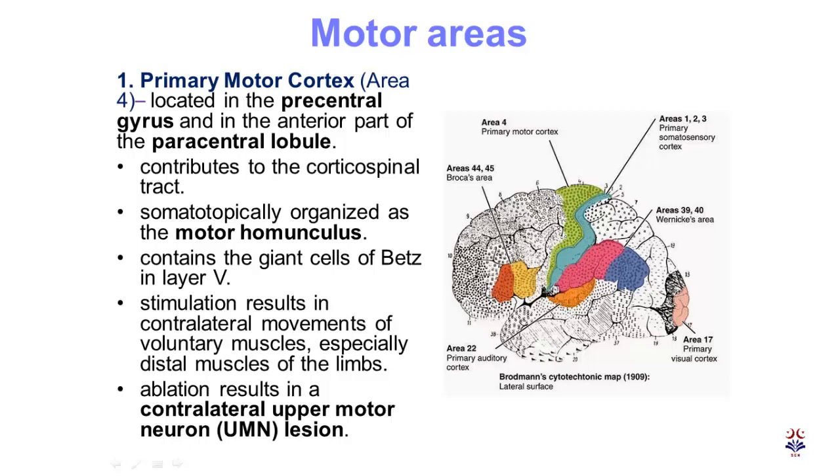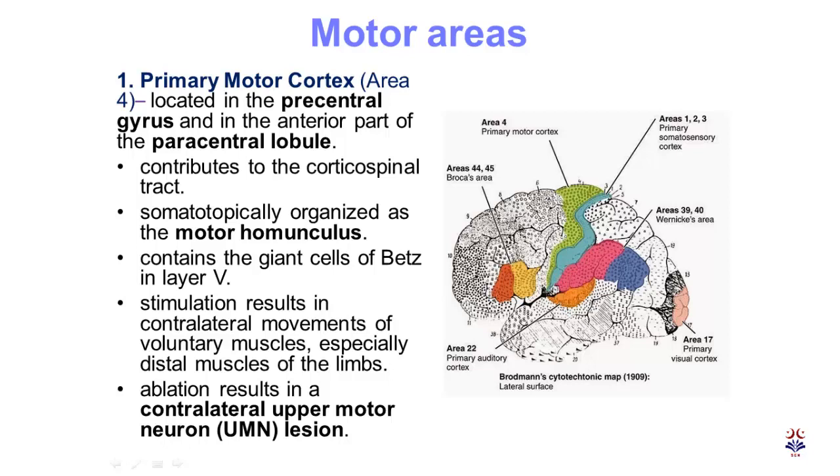This is the central sulcus, and anterior to this sulcus, the gyrus is the precentral gyrus. Posteriorly is the postcentral gyrus. We see precentral gyrus, area 4. It contributes to the corticospinal tract, the main descending tract, and it contains the giant cells of Betz in layer 5.